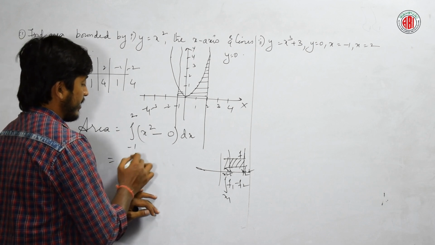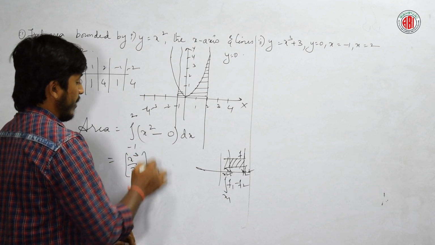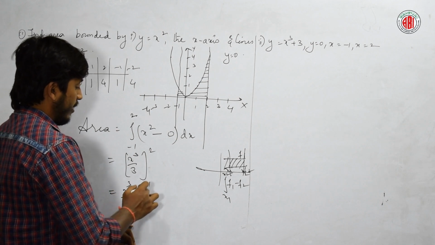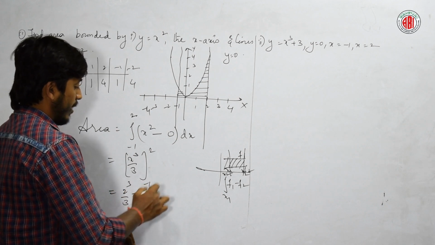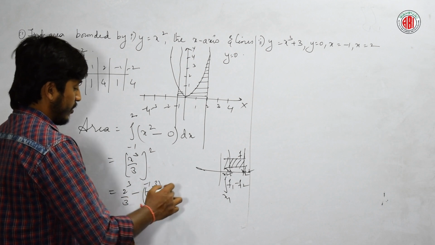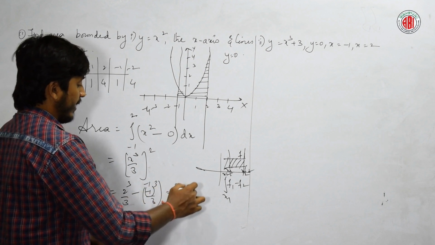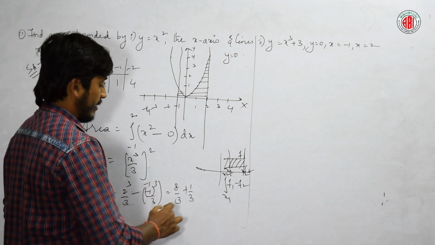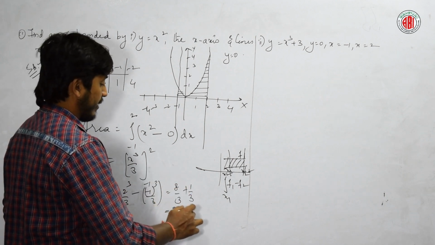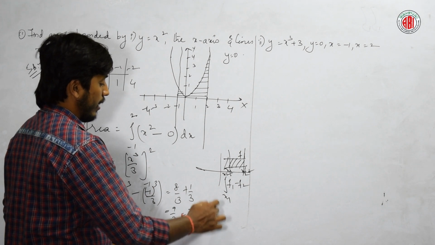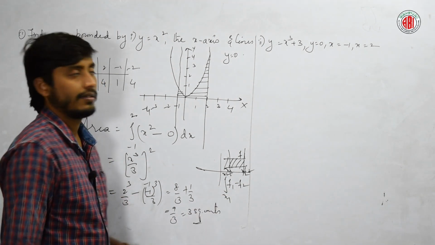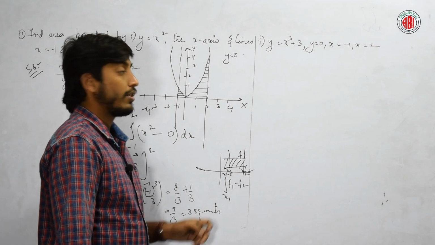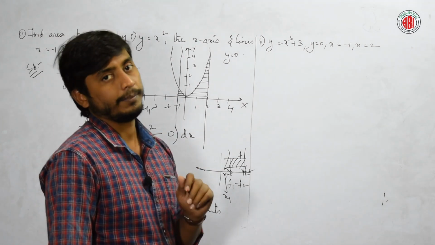Integration of x square is x cube by 3 from minus 1 to 2. So, this will be 2 cube by 3 minus 1 cube by 3. So, this is 8 by 3 minus minus 1, since the cube of minus 1 is minus 1. So, this is 9 by 3, that is 3 square units. Clear? But the thing is, we have to know where to substitute which thing.